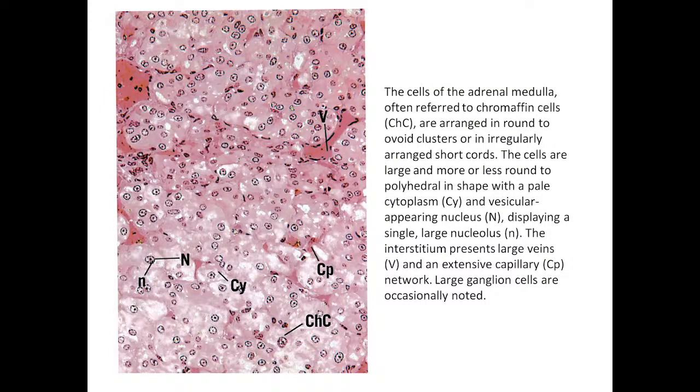The cells of the adrenal medulla, often referred to as chromaffin cells, are arranged in round to ovoid clusters or in irregularly arranged short cords. The cells are larger and more or less rounded to polyhedral in shape with a pale cytoplasm and a vesicular-appearing nucleus displaying a single large nucleolus. The interstitium presents large veins and an extensive capillary network. Large ganglion cells are occasionally noted.